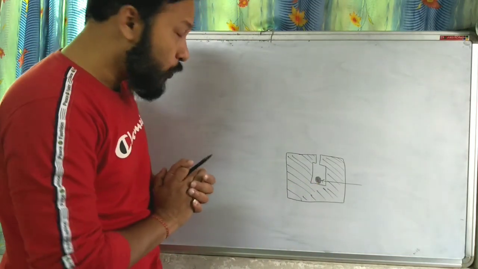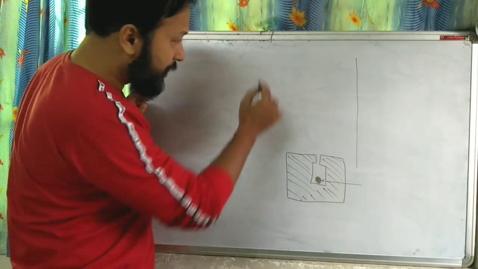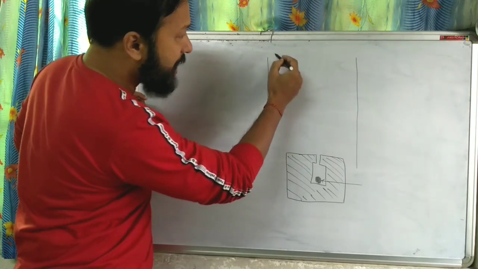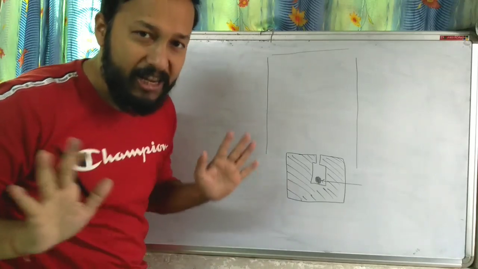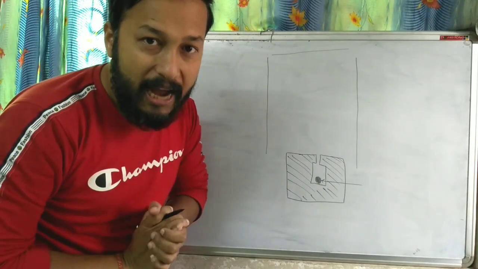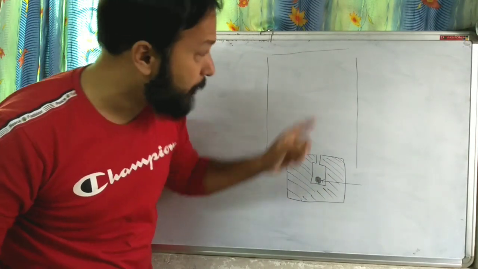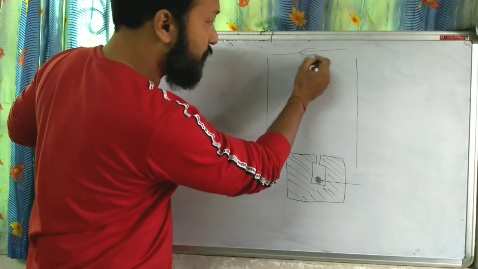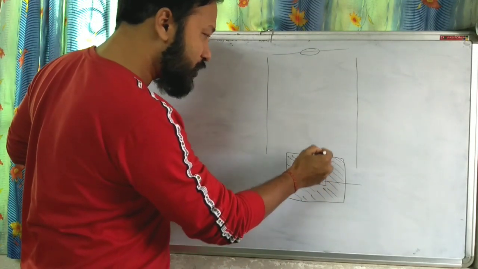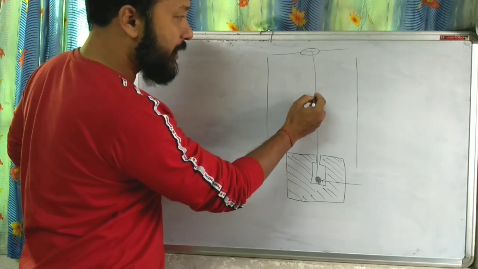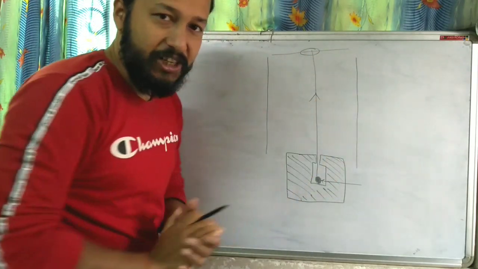Now he placed a photographic plate here, another photographic plate here, and another photographic plate here. Three photographic plates he placed, and he noticed that these photographic plates are not affected, but this photographic plate got affected. That indicates light is going straight, and it's affecting this plate. These plates are not affected.